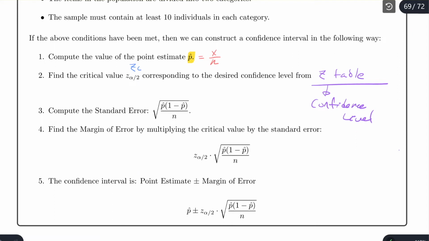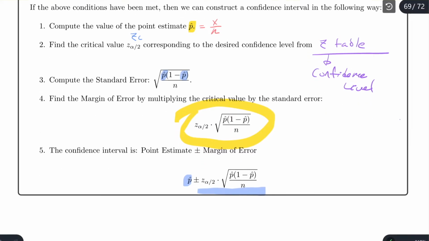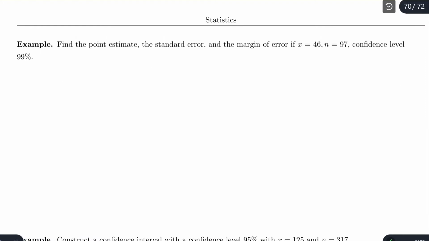And the way we calculate standard error is sample proportion times 1 minus sample proportion divided by n, square rooted. And in order to find margin of error, we multiply this by the critical value, which we find using the confidence interval table. So this is the margin of error formula. And in terms of confidence interval, we do plus minus the margin of error from the proportion. So let's look at an example to see how we apply this. The main theme is the same. We are adding and subtracting margin of error from the point estimate.